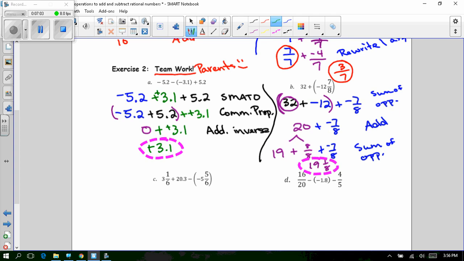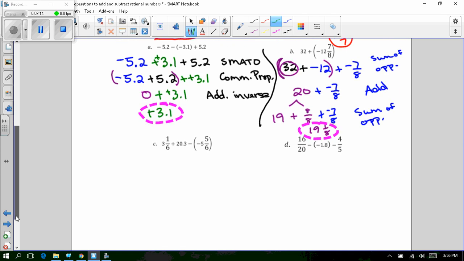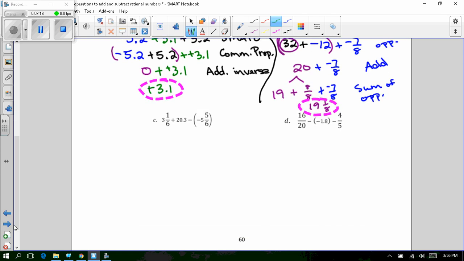Okay? All right. So here we go for part C. We're going to do this together. 3 1/6 plus 20.3 minus negative 5 5/6. And everybody freaks out because they got all these fractions and decimals, and no, we got to change them over. Don't change them over until we absolutely have to, because I have the feeling we don't need to.